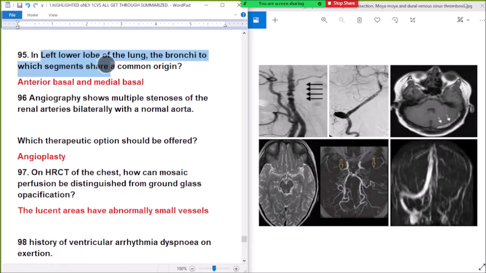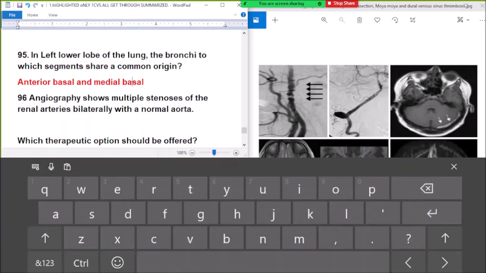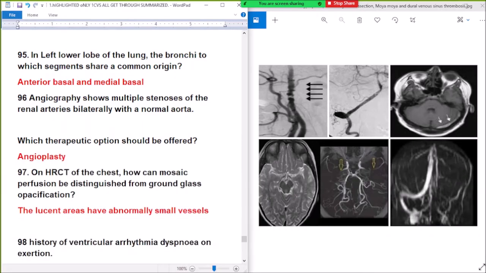Question 95. In the left lower lobe of the lung, the bronchi to which segments share a common origin? Anterior basal and medial basal. The bronchi of the anterior basal and medial basal segments share a common origin.